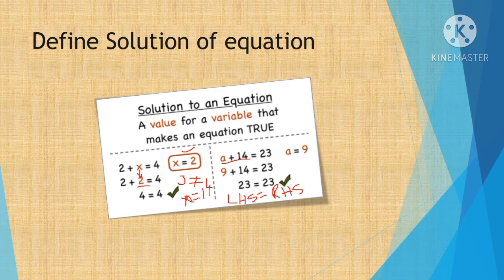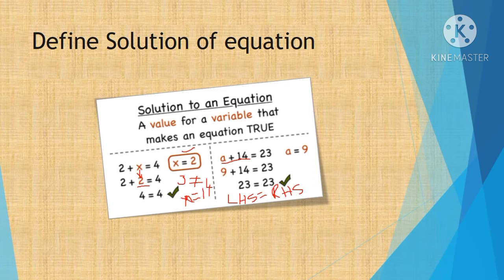When you put a number in the place of that variable, you should get the left hand side equal to the right hand side. The left hand side of the equation should be equal to the right hand side of the equation. Look at the second example, a plus 14 equal to 23. Now we want to find the solution of this equation. So you check it for 1. In the place of a, write 1 plus 14 equal to 23. If I write 1, I'll get 15, right? 1 plus 14, 15. Whether 15 equal to 23 is correct? No, 15 is not equal to 23.